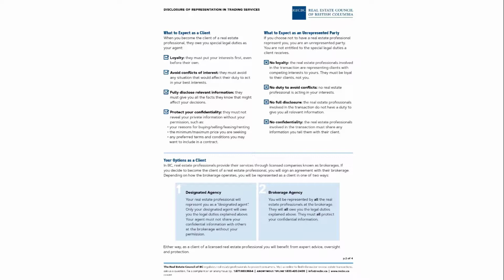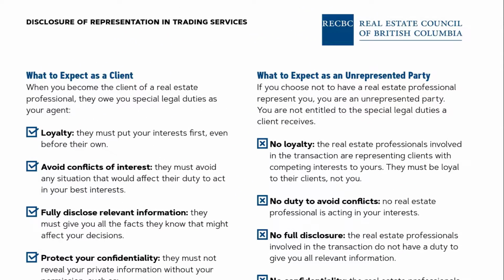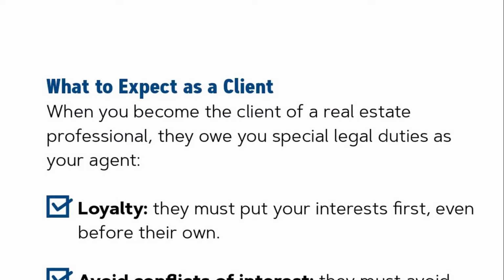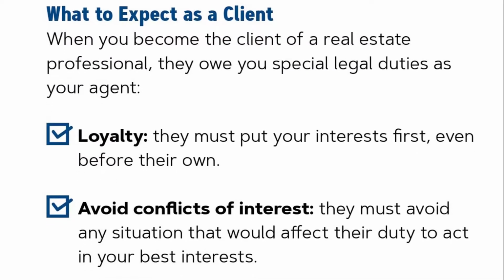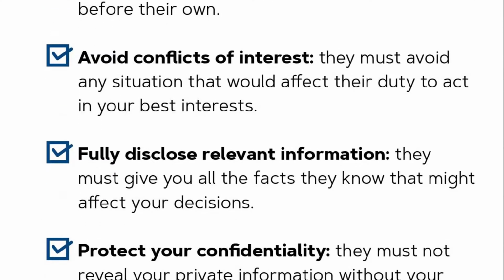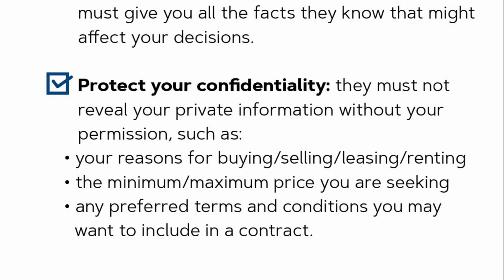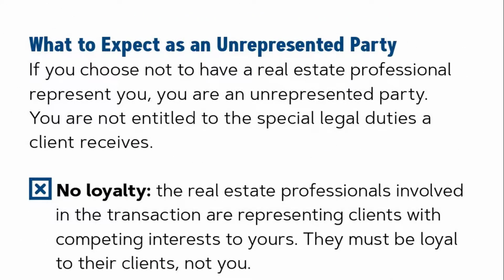Second, an overview of what representation means. For example, as a client, you as the consumer have engaged a realtor to provide services on your behalf. Your realtor will owe you special legal fiduciary duties, including undivided loyalty, avoiding conflicts of interest, disclosing material information, and protecting your confidentiality. Third, an overview of what being unrepresented means.